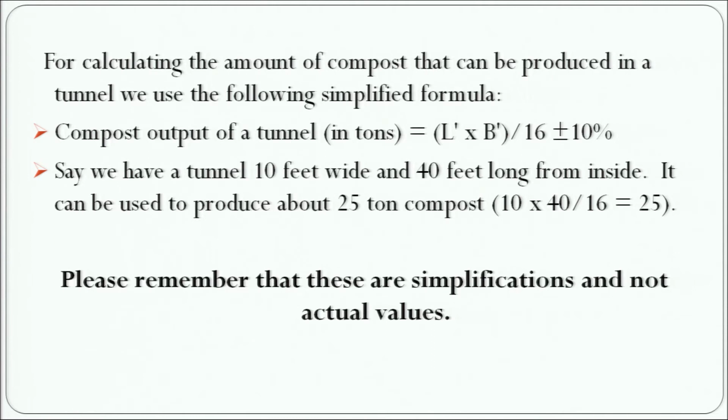For calculating the amount of compost that can be produced in a tunnel, we use the following simplified formula. Compost output of a tunnel should be like that. You can calculate by this formula. Say we have a tunnel of 10 feet wide and 10 feet long from inside. It can be used to produce about 25 tons of compost in a particular area. Please remember that these are simplifications and not actual values.